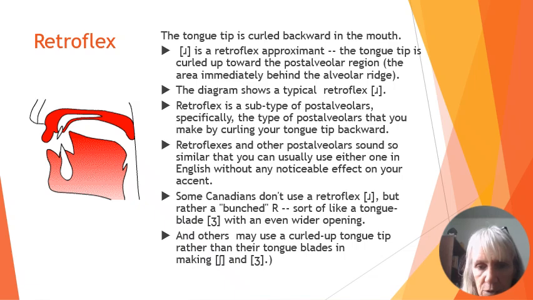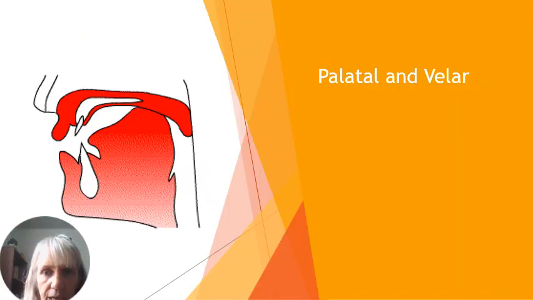And others may use a curled up tongue tip rather than their tongue blades in making ch and j. So again, that sound depends on the natural movement of the tongue. And some people, like I said, have a hard time with that sound, and I'm one of them. Now we're going to look at two other points of articulation, the palatal and the velar.